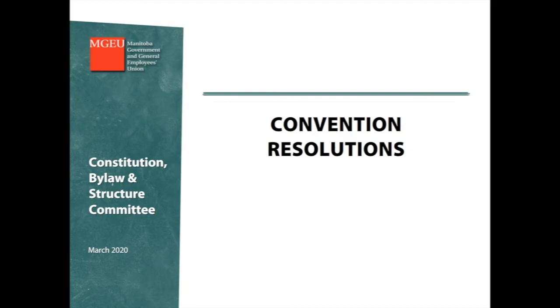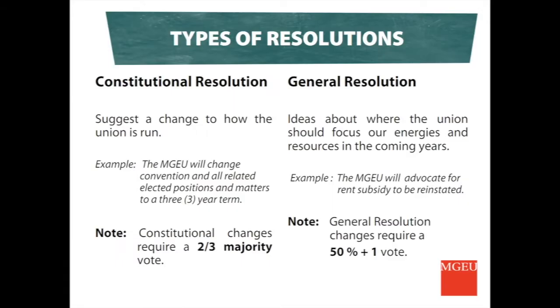So let us begin. One of the main agenda items at convention is to debate and vote on resolutions. These resolutions come from you, the membership. Once a resolution is submitted, it is divided into two categories, constitutional or general. Constitutional resolutions tell us how our union is run. These resolutions can change, improve, or correct the Constitution and bylaws of our union.